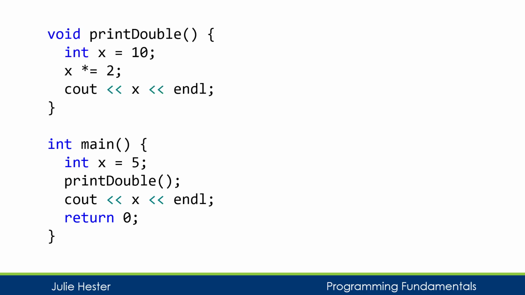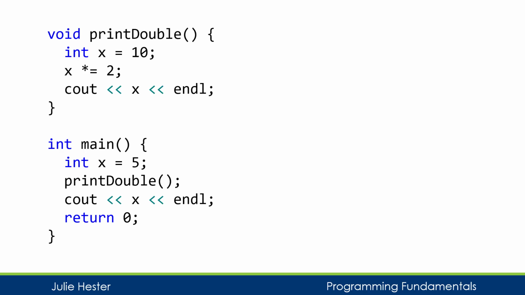Now in the printDouble function, I also have another variable, and it happens to be x as well. But this is a separate variable. I can initialize this x to 10, modify it by multiplying it by 2, and when I say cout x inside the printDouble function, I am displaying the value of x that's local to that function. I don't have access to the x in main, I only have access to the x inside this function.